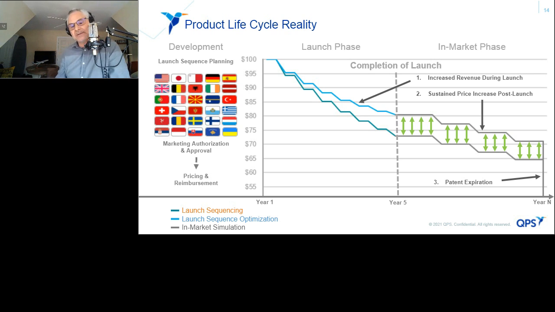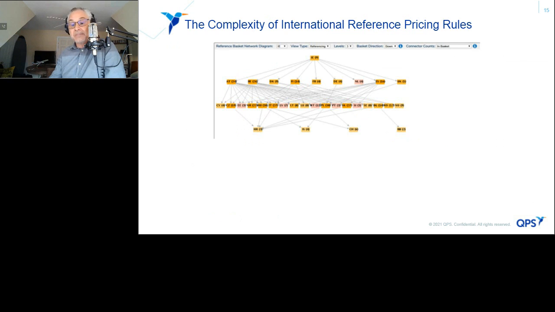So the benefit to companies in this phase is that they are trying to keep the prices they've been able to maintain and negotiate through pricing and reimbursement from degrading as a result of international reference pricing. And the order in which you launch has a significant impact on the ability to do that. So let's go into the next phase and try to unravel this.